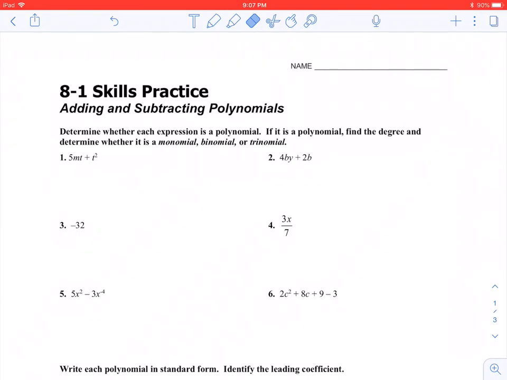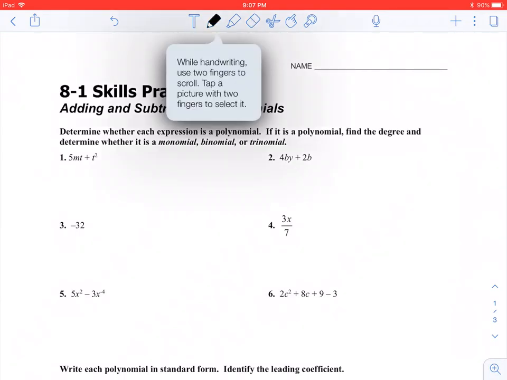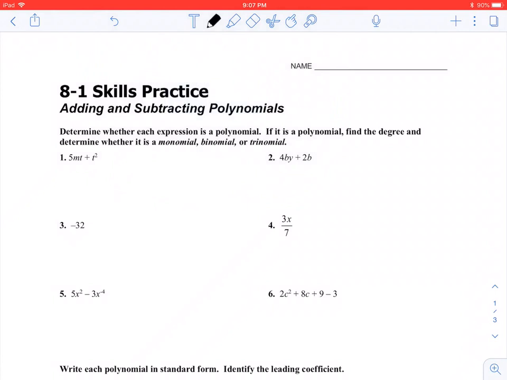All right. So let's look at number 1. I think you just heard me say, 1, 2, 3, 4, 5, 6, those are actually all polynomials. So what I want to do is classify these by their degree, and then we need to determine whether it's a monomial, binomial, or trinomial. Now, the way you classify a polynomial by its degree is you take the highest degree of the individual terms.